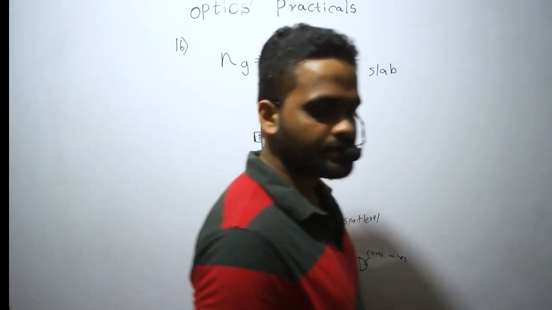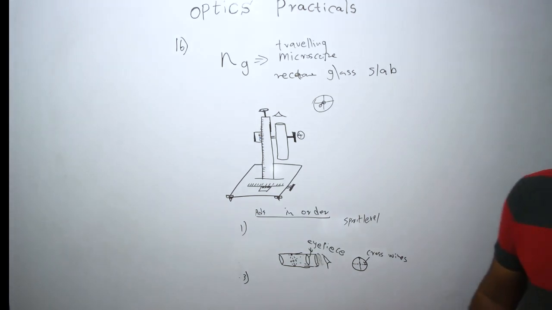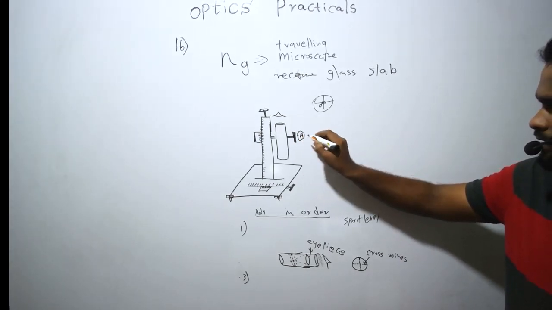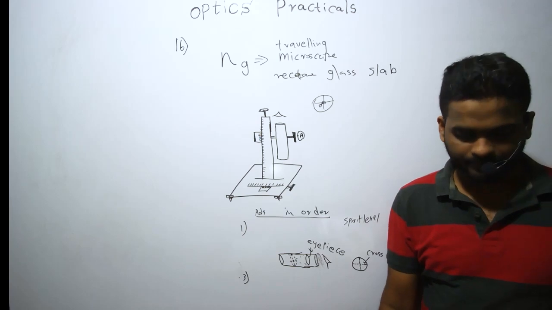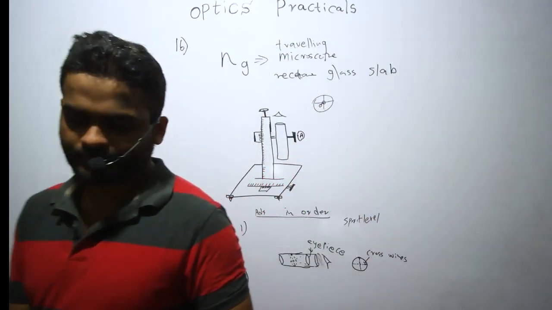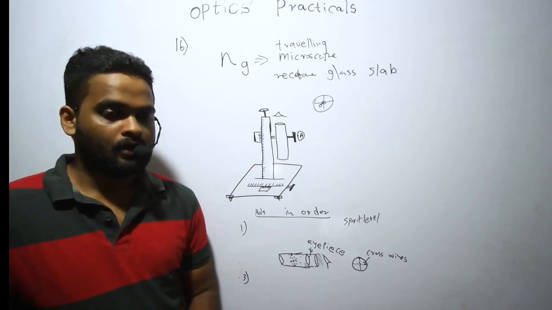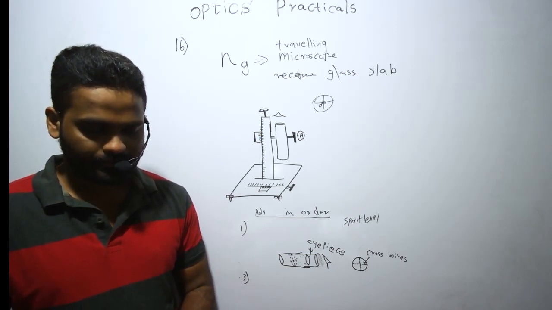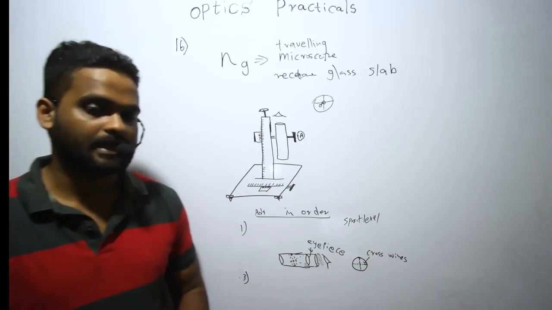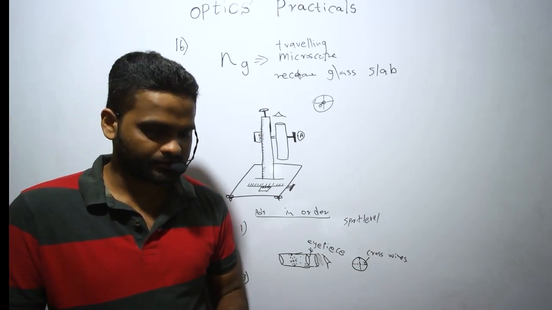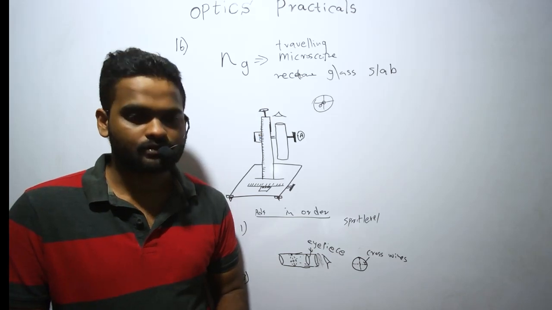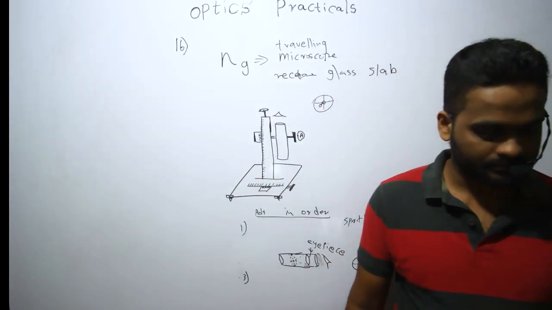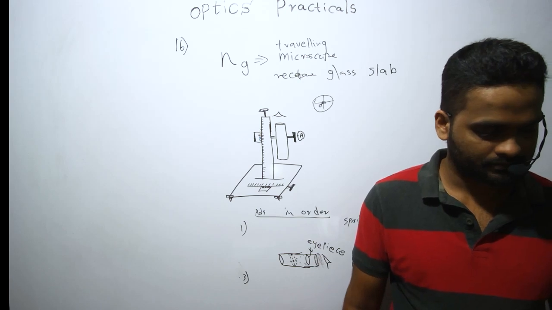Focus the object by rotating, let's say this one A, by rotating screw A. Once focused, a clear inverted image can be seen on the cross wires. Right?